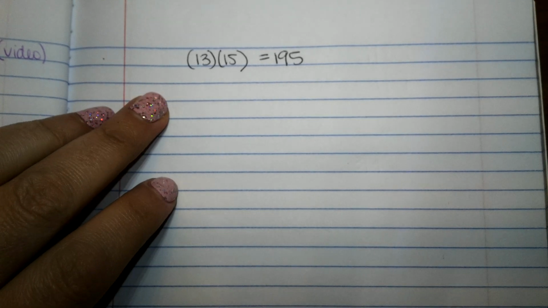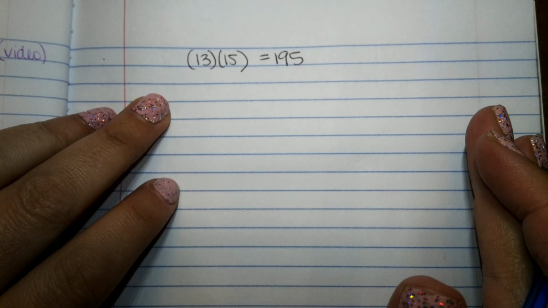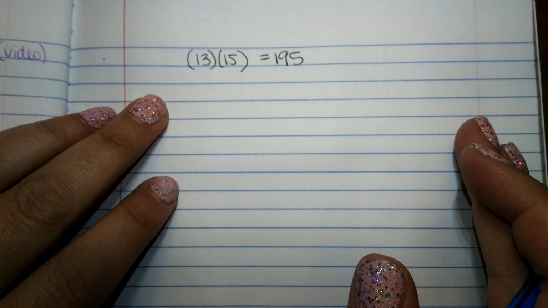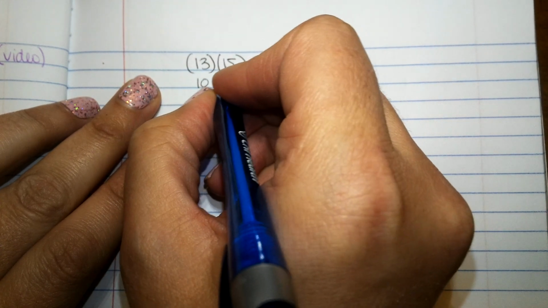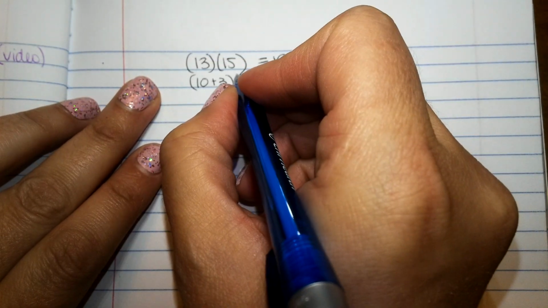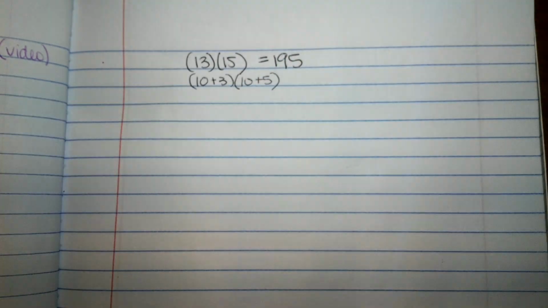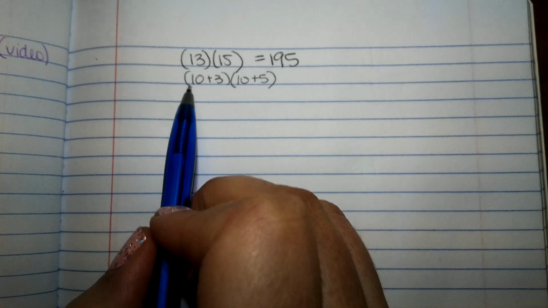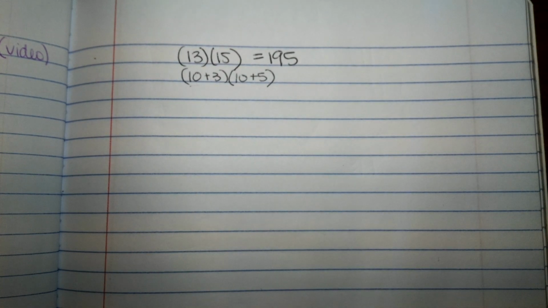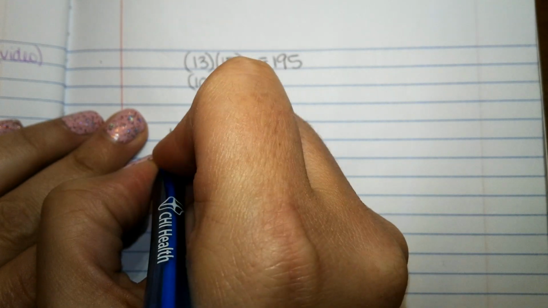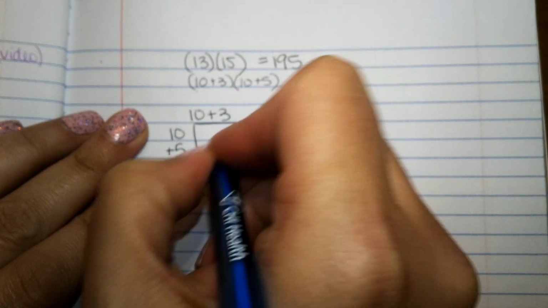So another way to do this, and I'm not expecting you to actually do this, but I'm doing it to prove a point for when we have variables in about, I don't know, 2 minutes or whatever. So I can make 13 10 plus 3 because 10 plus 3 is 13, and I can make 15 10 plus 5. Okay, so I've got 13 times 15. Now, there's a couple different ways I want to show you guys how to do this. We're going to use our box method or the area method. We're going to take 10 plus 3 times 10 plus 5.